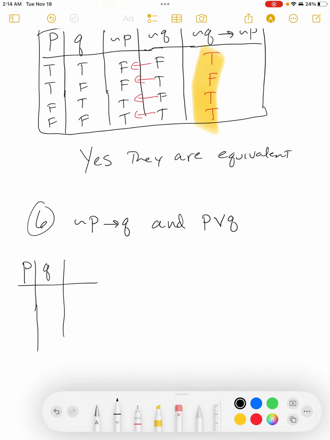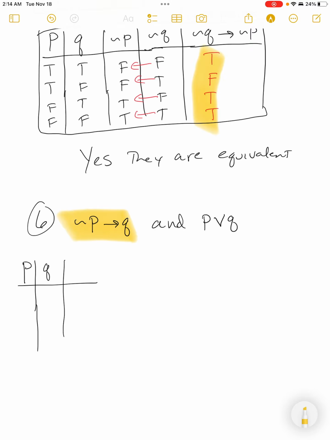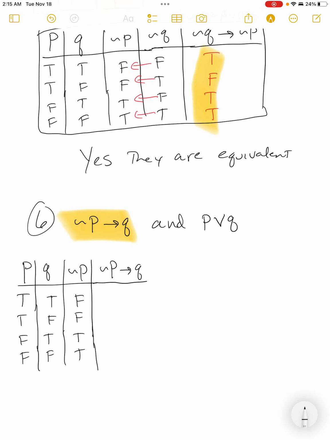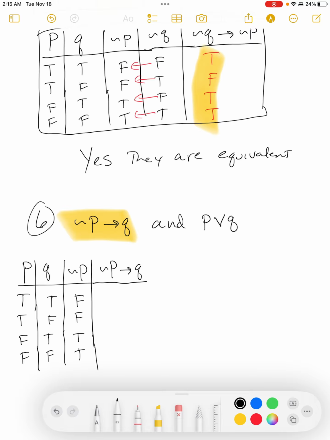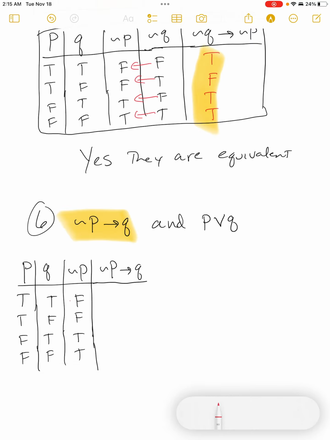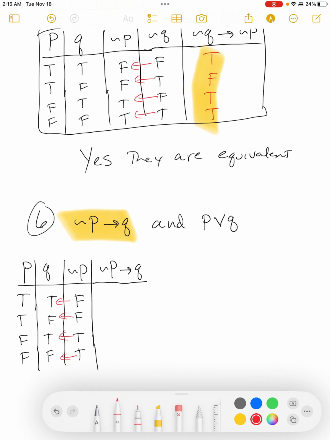If we look at this guy right here as our first one, I'm going to need the negation of P, and then I have everything I need to do the negation of P heading to Q. I know it's true, true, false, false, true, false, true, false. Negation of P would be false, false, true, true. And then the negation of P heading to Q. So again, I'm going to go in red. It's got to be this way.